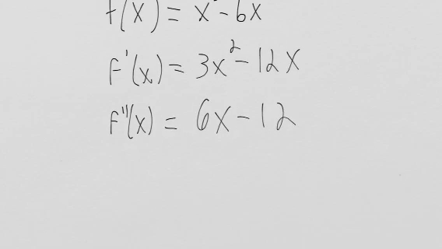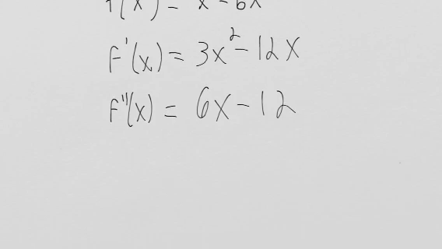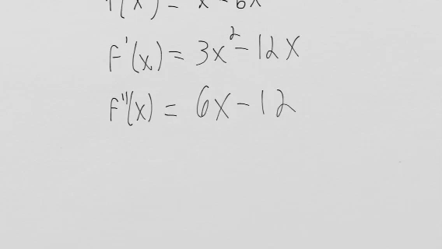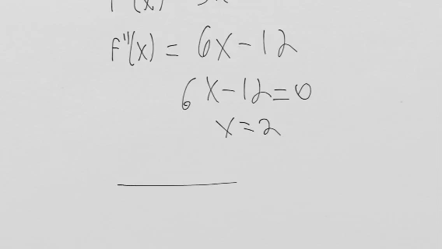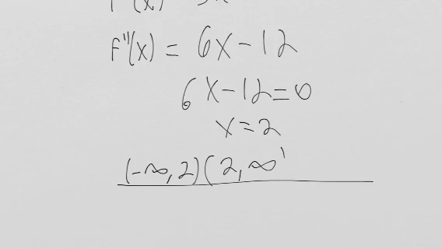So then our points of inflection are going to occur when the second derivative is equal to 0. So we know that 6x minus 12 is equal to 0 at x equals 2. Okay, so we're going to make our chart. So the change happens at 2, so we're going to go negative infinity until 2, and then we're going to go 2 to infinity.